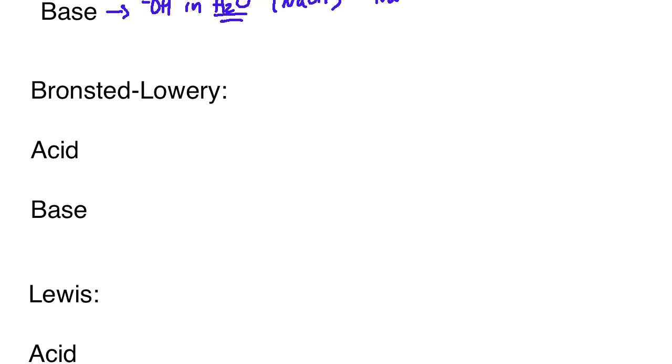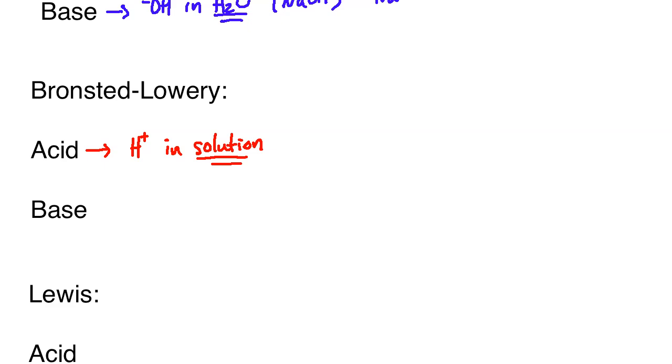So for the acid, an acid by Bronsted-Lowry has to be able to generate H+ in solution. Okay. So to generate H+ in solution, this does not have to be water. This could be any type of solution. So you could have any sort of solvent, maybe like an alcohol or something like that.